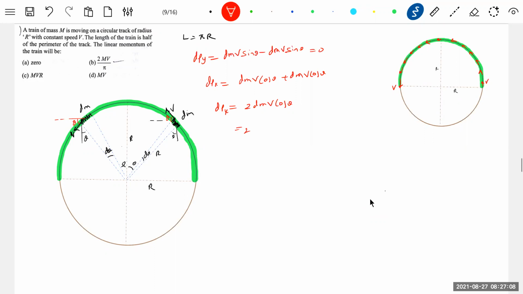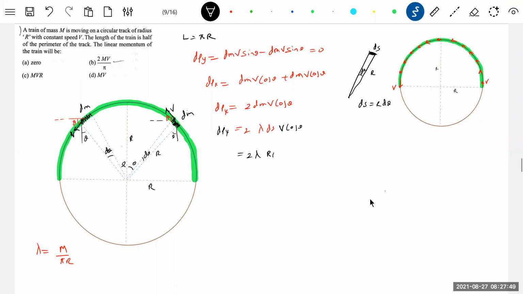Now what is dm? Lambda we define should be equal to mass by perimeter. So dm should be equal to lambda into ds. So what is the ds? ds will be arc length. Then what is the mass of that? Lambda into ds. Can you remember? We have done so many problems till now. So now keep as it is, lambda into ds. This is v, this is cos theta. ds is further what you can write? R d theta.